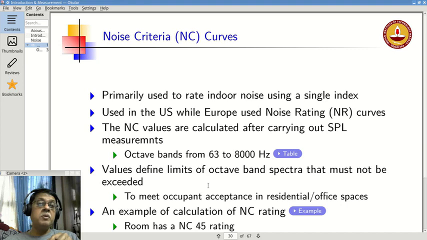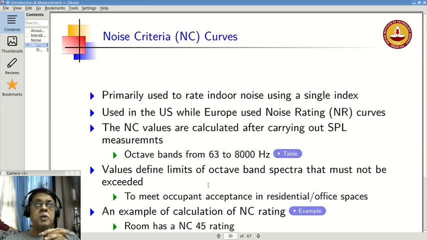Which is primarily to rate indoor noise, so that means working spaces, housing, etc. inside, as opposed to community noise, which is the sound coming from traffic and other things, which we saw a little bit earlier. So this is inside the room, which of course could be because of traffic noise or whatever that is flowing in. We used to rate this with two things. One is the noise criteria curves, which is primarily used in the US. Europe uses something similar called noise rating curves.